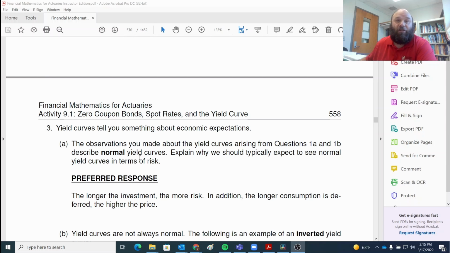Well, that's because the longer an investment is, the more risk, right? Given a longer amount of time, there's more possibilities for inflation, more possibilities for non-payment, and more possibilities for the unexpected, which you can't even imagine. In addition, remember way back in chapter 1, we talked about a risk-free interest rate as capturing deferred consumption. So a longer investment means you're deferring your consumption for longer, so you expect higher compensation. So for all of those reasons, under ordinary, reasonable economic conditions, we expect to see a normal yield curve.